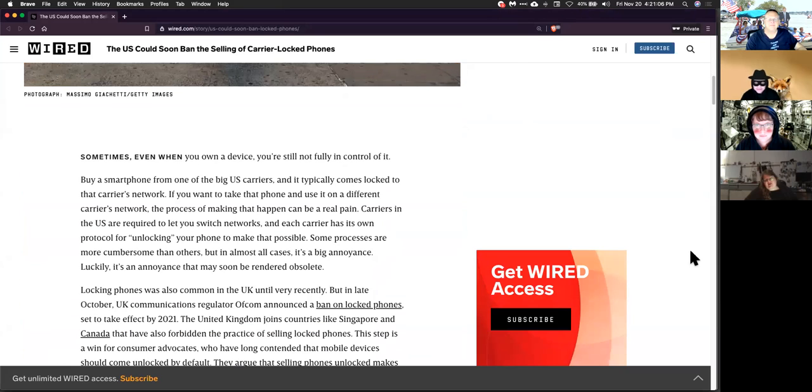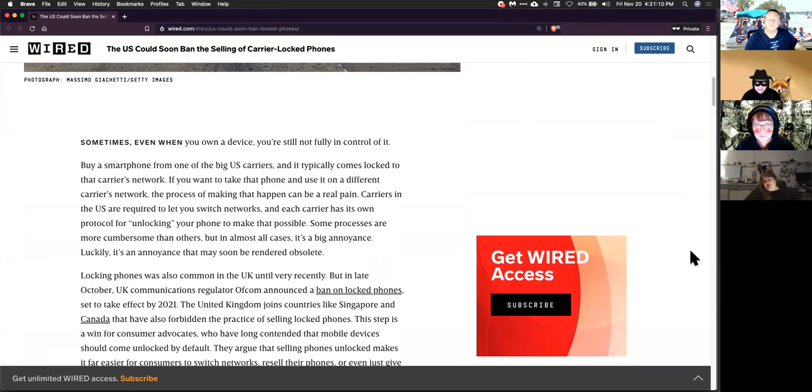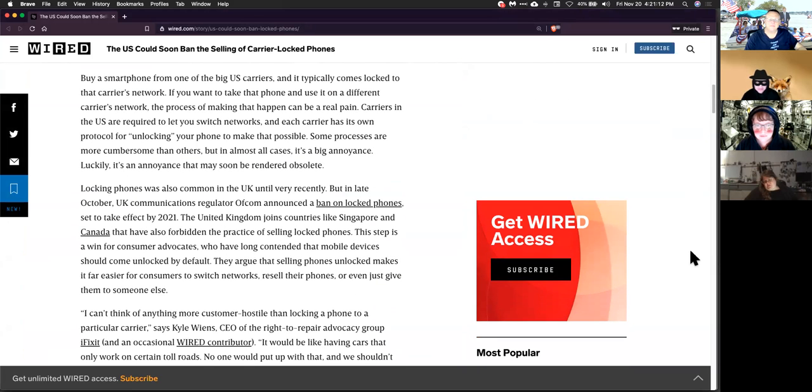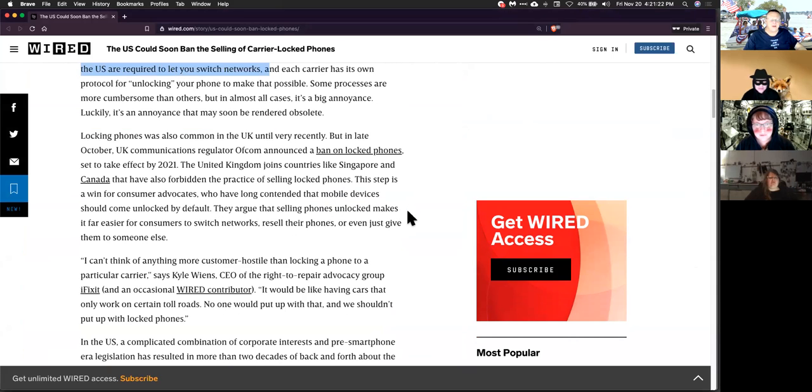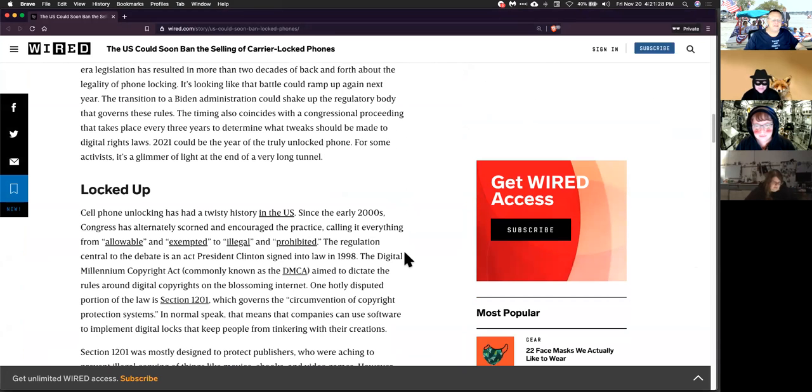And also, they can still require it to be locked for X amount of time if it's a subsidized phone. Well, this is what I thought. They're now required to let you switch networks, although apparently maybe exceptions, but now every phone is going to have just a control panel setting to switch to other carriers. Is that the idea? Yeah.